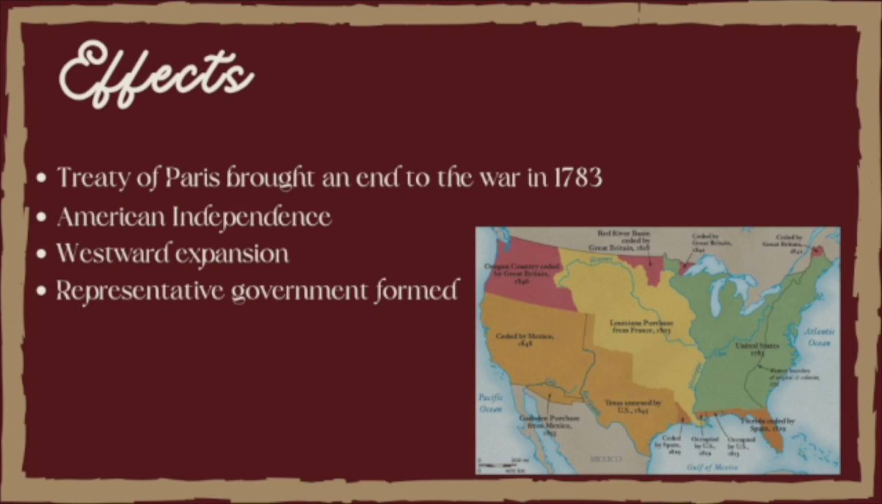And lastly, the last effect here of the American Revolutionary War, we're going to have the formation of a representative government. People now have a voice in what's going to be done to form the government to start this new country, the United States, and that's all going to start with the Articles of Confederation, later on to the Constitution, which is going to give us all the rights that we have today.